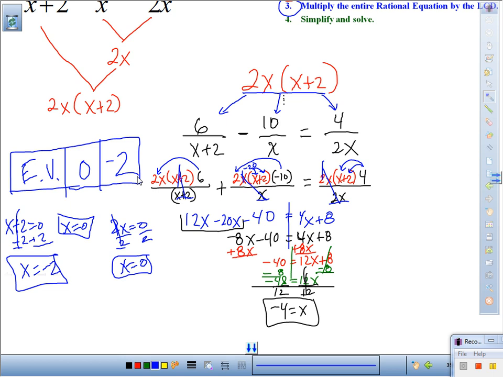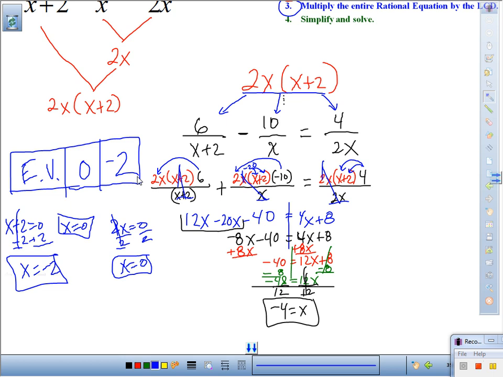Show me with your fingers how well you are with me so far. 5, 4, 5, 4. Yeah, so basically it's just expanding more work. But other than that, it's stuff that you already know how to do. Let's do another one similar to this one.